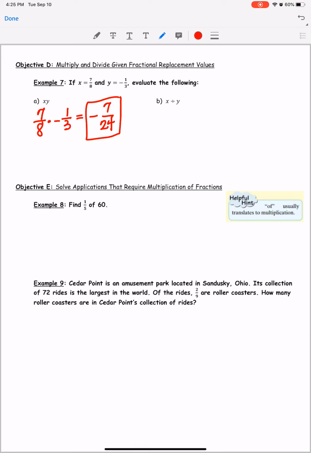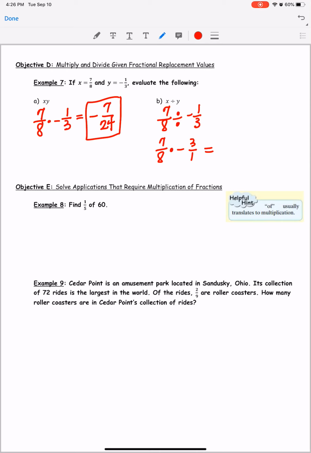Now I'm going to take those same numbers, but now divide. So now we have 7 over 8 divided by negative 1/3. So keep your first one. We've got 7 over 8, change division to multiplication, and then flip the second fraction. So instead of it being negative 1 over 3, now it's negative 3 over 1.